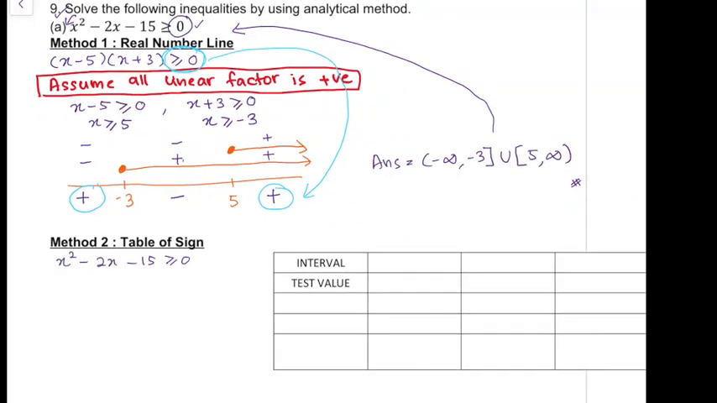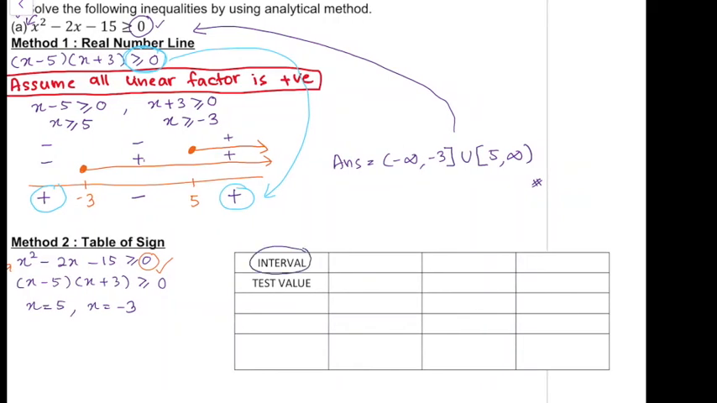Make sure the coefficient of x squared is positive and the right side is 0. Then we can factorize the quadratic first. From the factorization, determine the roots. Then draw a table like this. Interval here represent the area of left and right side of the roots. Close interval because it must equals to 0.